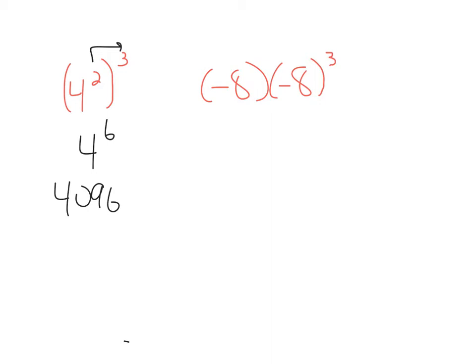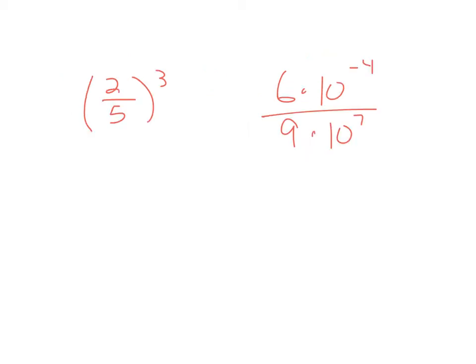The second one, when you multiply the same base, you always add the exponent. So that's a 1, that's a 3. 1 plus 3 is 4. Negative 8 to the 4th power is going to be positive because it's an even power. Guess what? It's 4,096. So I guess if you don't know what the answer is, you should put 4,096. I'm just kidding. Don't do that.